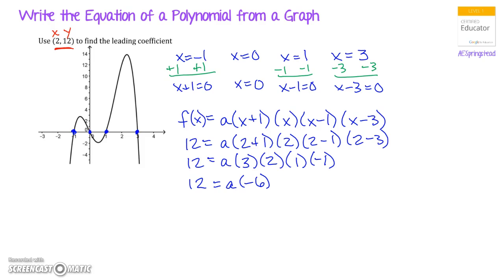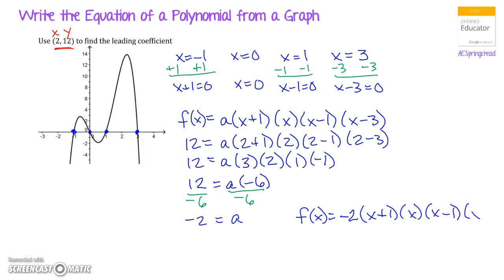The last step to find a is to divide both sides by -6, and that gives me that a is equal to -2. So now I can write the full function, f of x equals a, which we just found is -2, and my other factors that we have are x times x plus 1 times x minus 1 times x minus 3. And that is your polynomial in factored form.